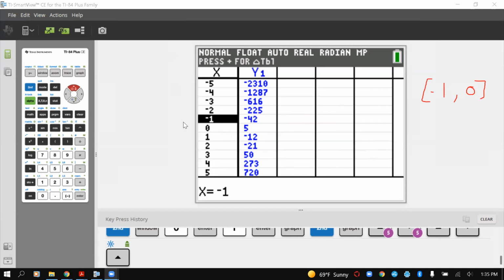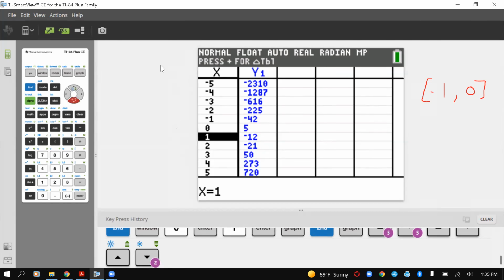There's another solution between 0 and 1, because it switches from a positive to a negative. It's impossible to get from 5 to -12 without passing through the x-axis, without passing through 0. So there's another one between 0 and 1. And I think it asked for one more. And there is one more.